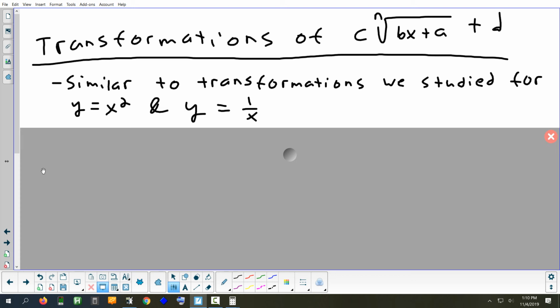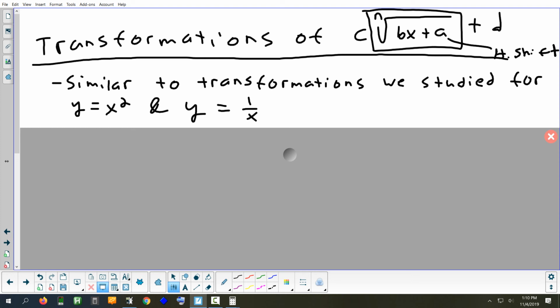Is that your horizontal or your verticals? Vertical. No. Inside is the horizontal. Oh. Outside is the vertical. Okay. When I say inside, this is inside the radical function. So let's just go through them. What's that plus a going to do? Horizontal. Yep. So we're going to call that a horizontal shift.